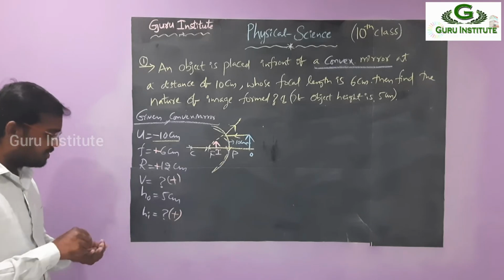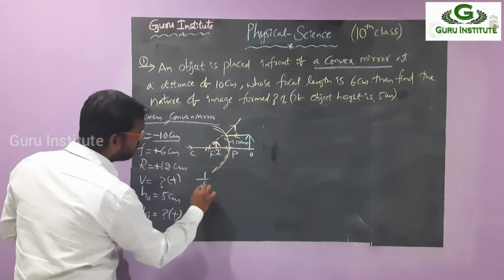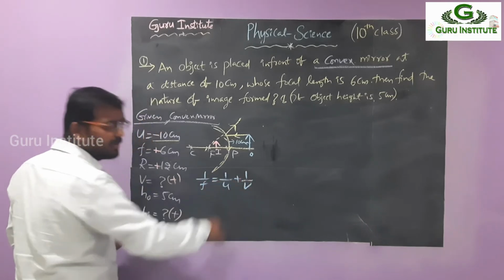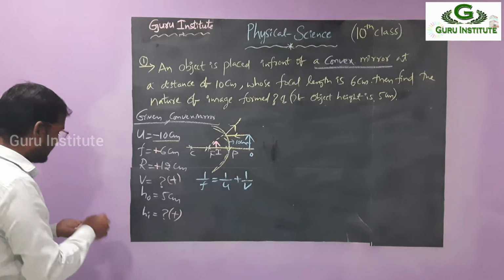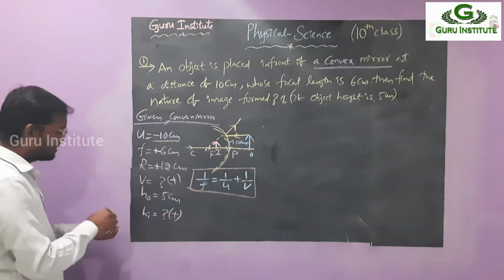So again, same matter. Apply the mirror formula. What is the mirror formula? 1 by F is equal to 1 by U plus 1 by V, or 1 by V plus 1 by U. Just apply the sign convention in the formula here. We are already applying the sign convention for easy purpose.